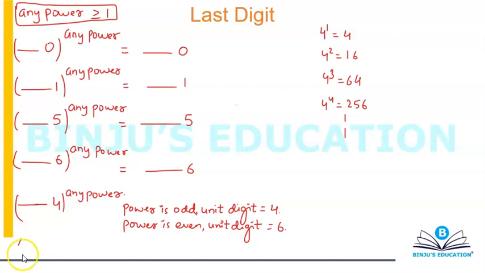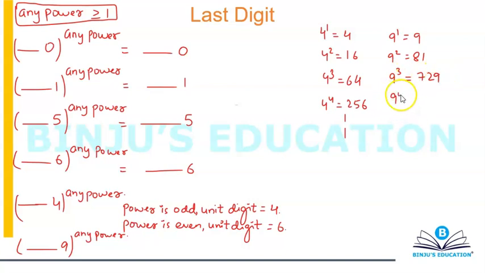Now, next one. What if a number ends in 9 raised to any power? So 9 to the power 1 is 9. 9 square is 81. 9 cube is 729. 9 to the power 4 is 6561. So again, it's following the same pattern as 4 did.